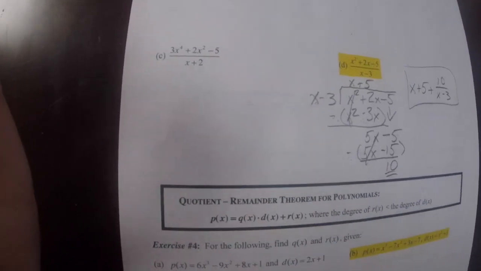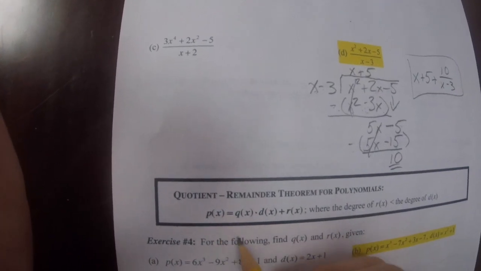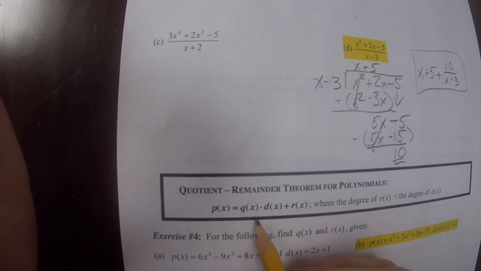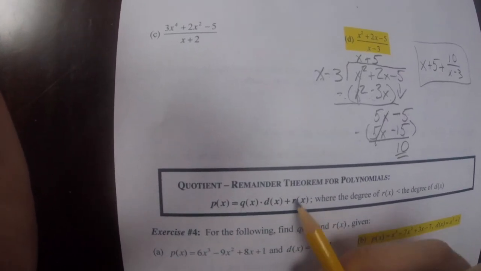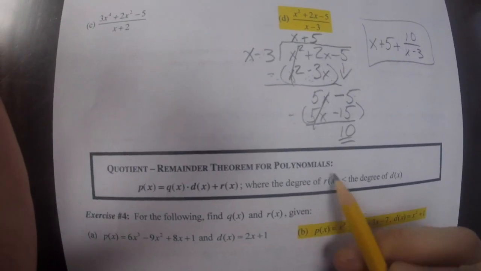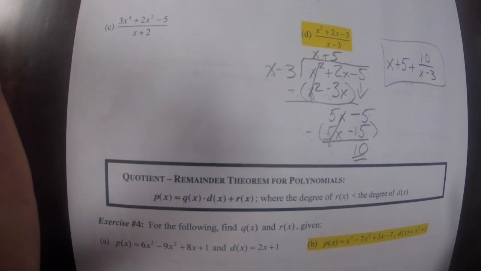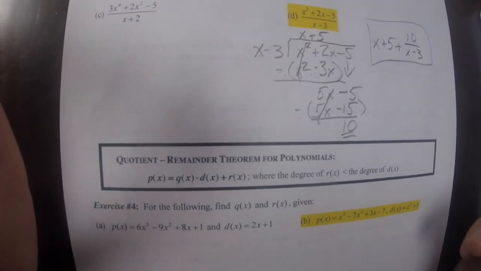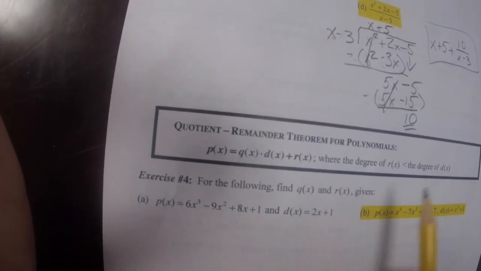All right, a couple more. We have the quotient remainder theorem. All this is saying is that if I have a product, that's going to be the quotient, some function, times the divisor, which is some other function, plus the remainder. And the degree of the remainder is less than the degree of the divisor. That looks a little bit more convoluted than it really is.